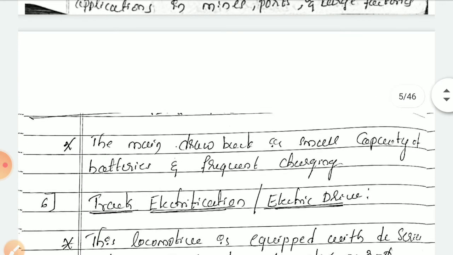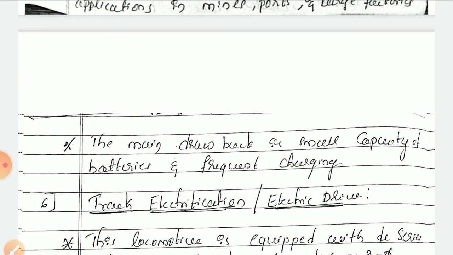So the main drawback of this battery electric drive is having to carry the batteries. The drawback is the small capacity of the batteries and the frequent charging. And also, if you're carrying all these batteries along with the vehicle itself, the weight of the vehicle and the load on the vehicle will also increase, which will definitely reduce the efficiency. Okay, so that's the drawback of your electric car system.